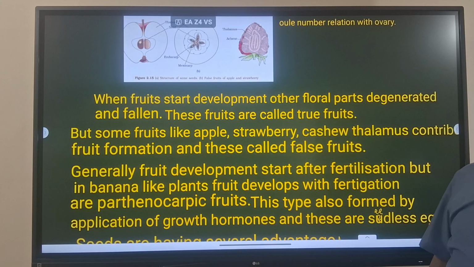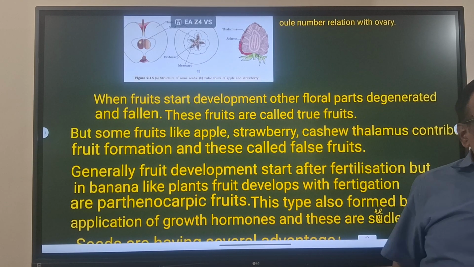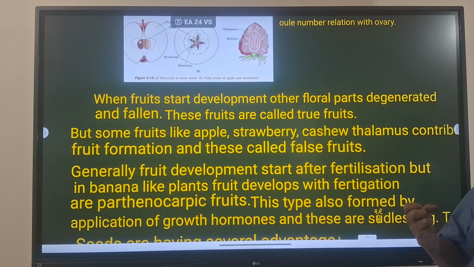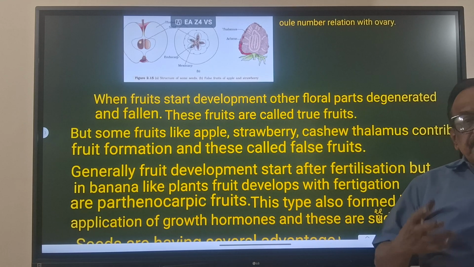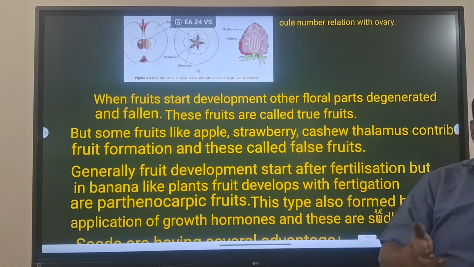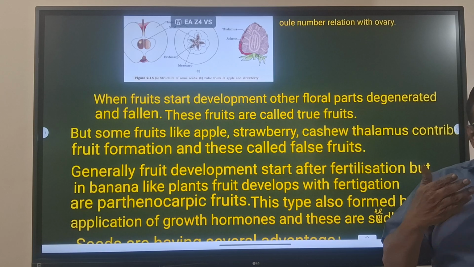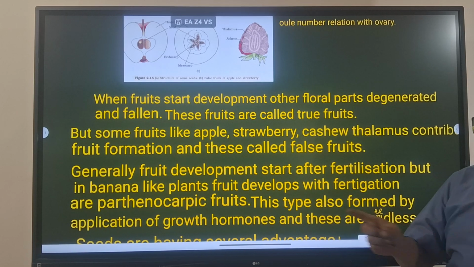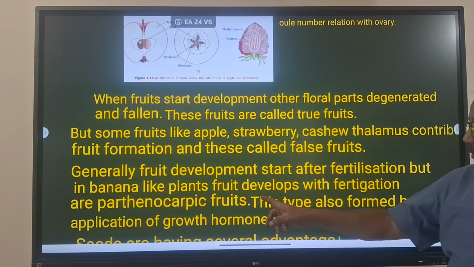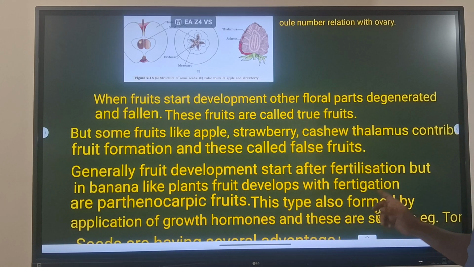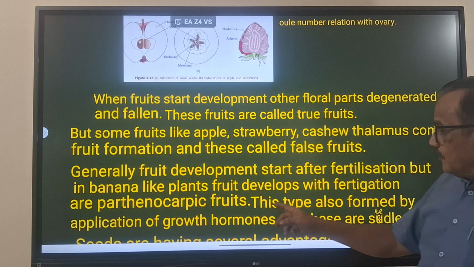And next, in the auxins, growth hormones, by spraying the auxins, fruits will be developed. Parthenocarpic fruits will be developed, seedless fruits will develop, he has given. That he added here. That is, the plant fruits develop without fertilization, or parthenocarpic fruits.